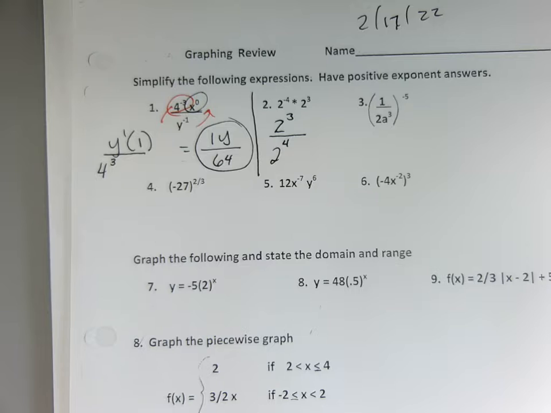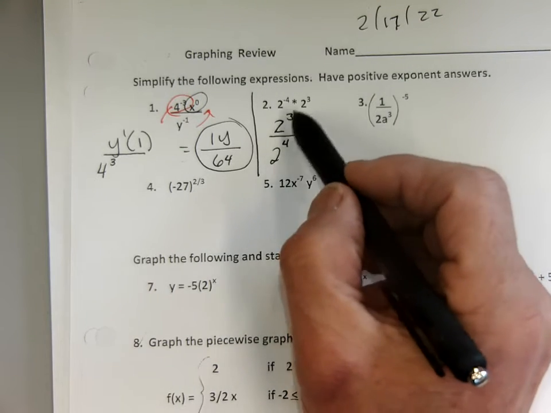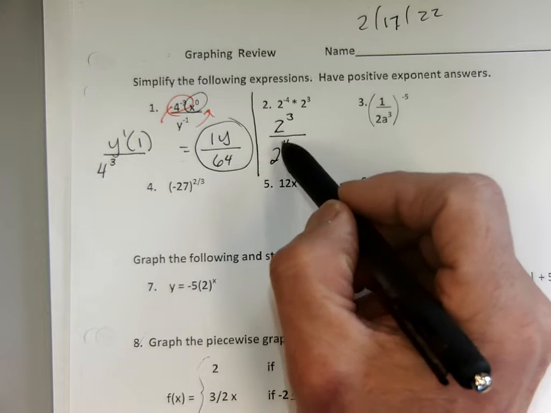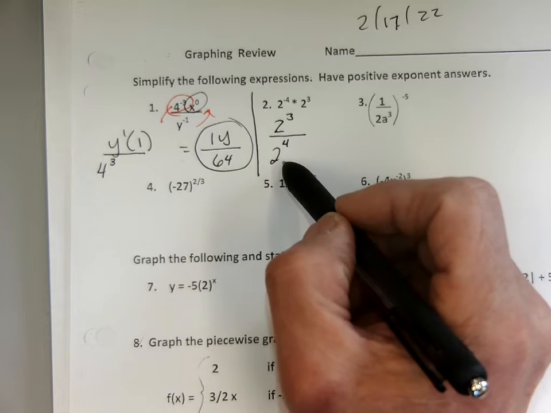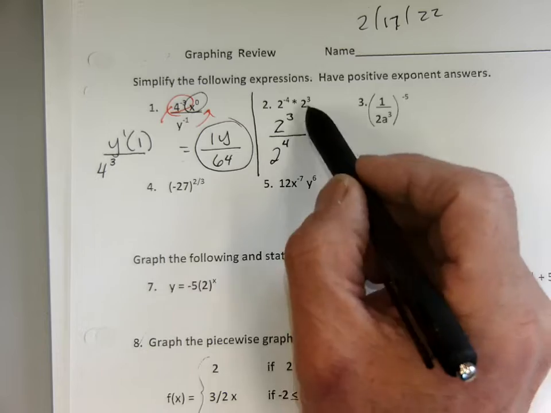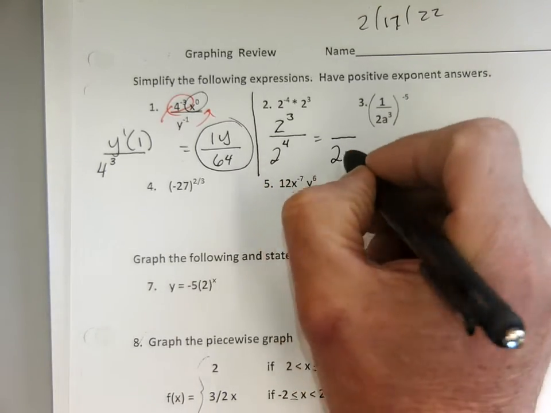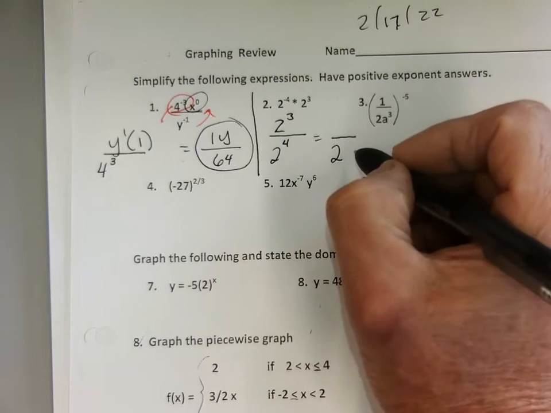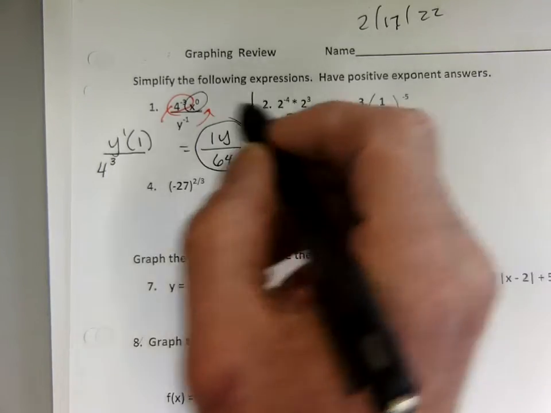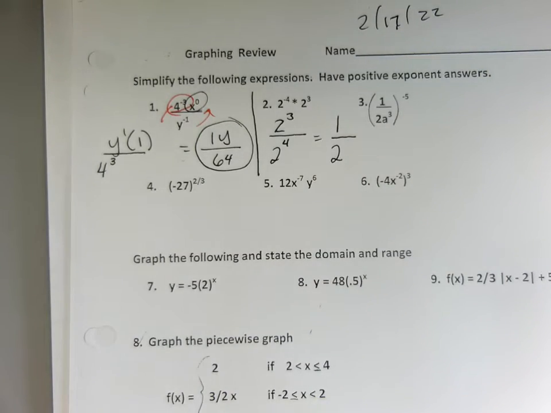Two ways to do this. You could probably use a calculator. I'm just going to use my brain. 3 of these 2's will cancel 3 of these 2's, because 2 times 2 times 2 over 2 times 2 times 2 times 2, 3 of these cancel 3 of these. So on the bottom, I'd have a 2 left over. And at the top, I'll have a 1 because of all the 2's divided by 2's.